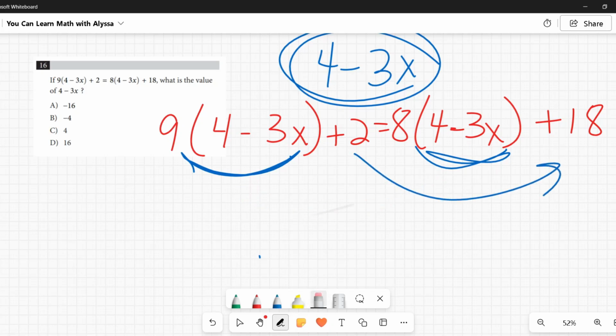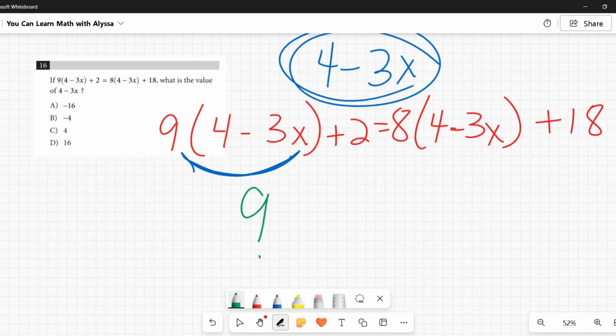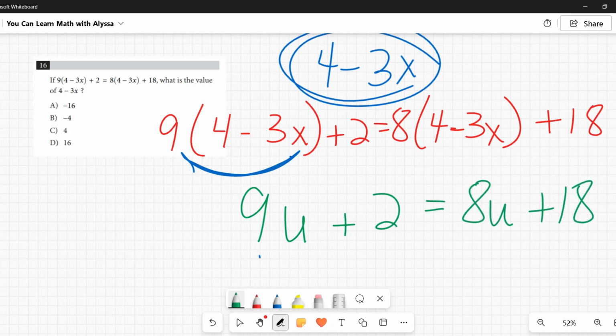Essentially, we're turning it into the same thing as if this were, let's say, 9, and since it's a unit, I'm going to call it U. 9 of the unit plus 2 equals 8 of the unit plus 18. Now that's a much more simple problem to solve, isn't it? We don't have to distribute, we don't have to do anything. And we would just go, okay, I want to get all those u's on one side. So I'm going to subtract 8u from both sides.